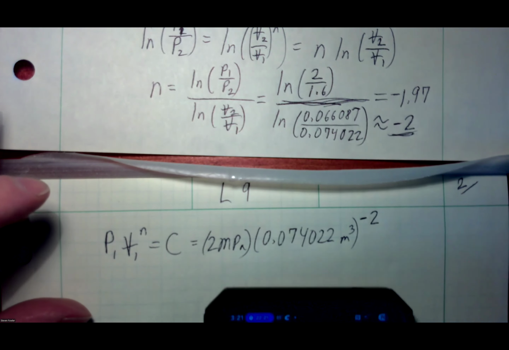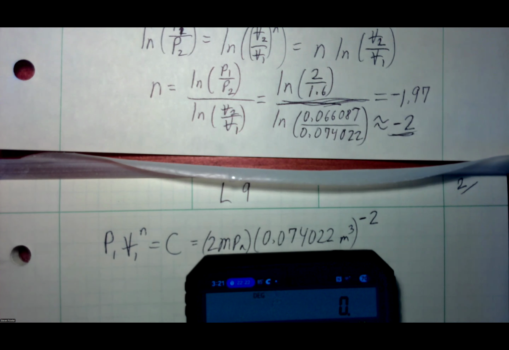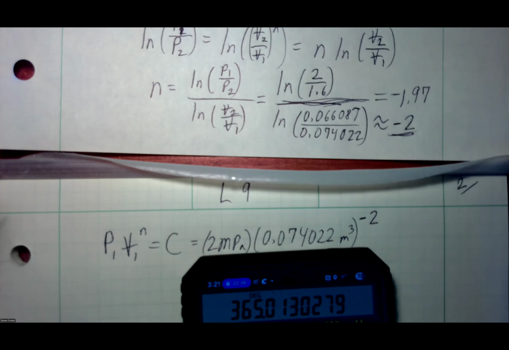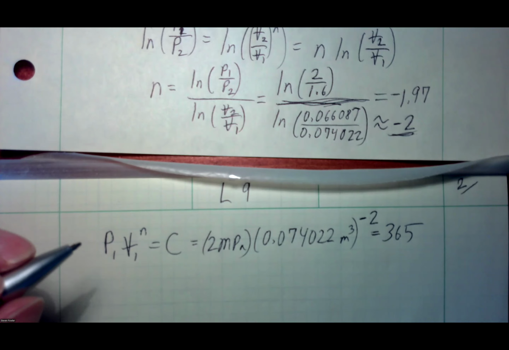Well, let's do this one first. 0.074022, and I'm going to raise that to a negative 2. I'm going to multiply that by 2. I get 365. We'll say C equals 365. Now we've got to keep track of our units.